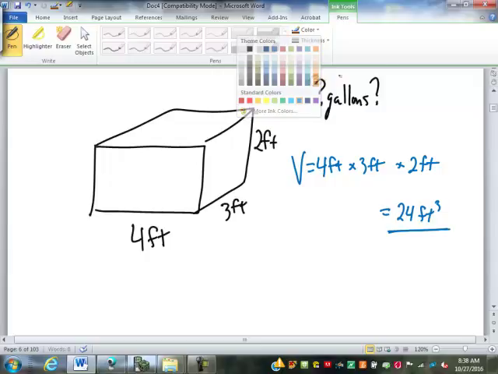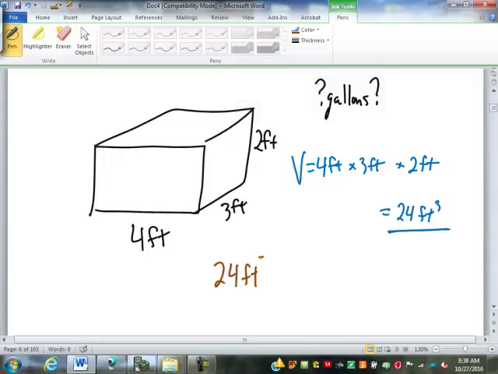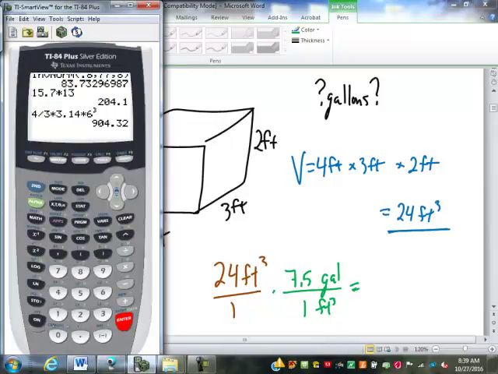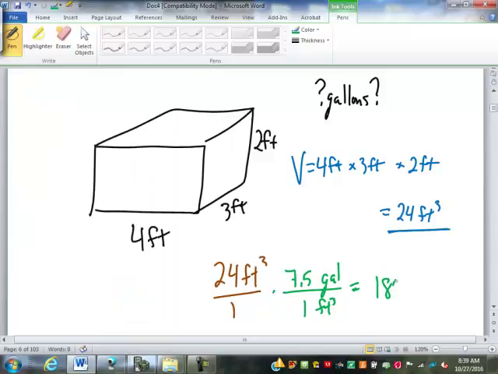What do I do with that to get gallons? Put cubic feet on bottom. 1 cubic foot is how many gallons? 7.5? Close enough, yeah. Depends on where you look. Some books say 7.48, some say 7.5. We're going to use 7.5 here. Make it simple. So 24 times 7.5 is 180 gallons.